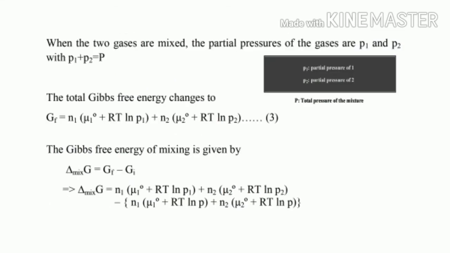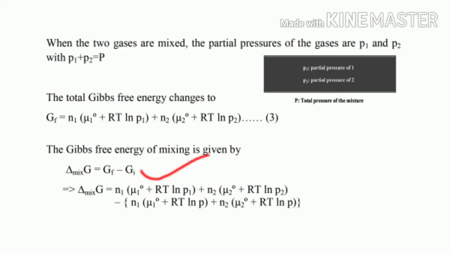Okay. Now when the two gases are mixed, the partial pressures of the gases are small p1 and p2, with p1 plus p2 equal to capital P, which is the total pressure of the mixture. The total Gibbs free energy changes to Gf equal to N1 into (mu1 naught plus RT ln p1) plus N2 into (mu2 naught plus RT ln p2). Give it equation number 3.